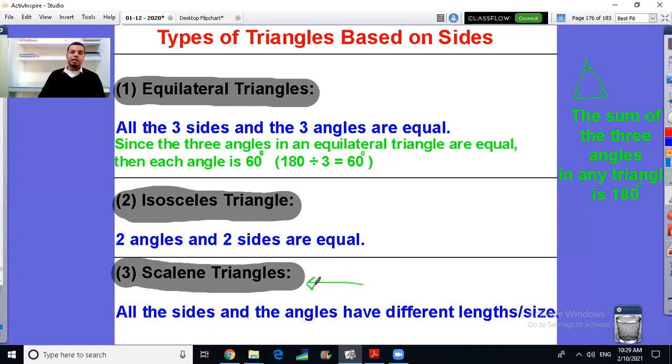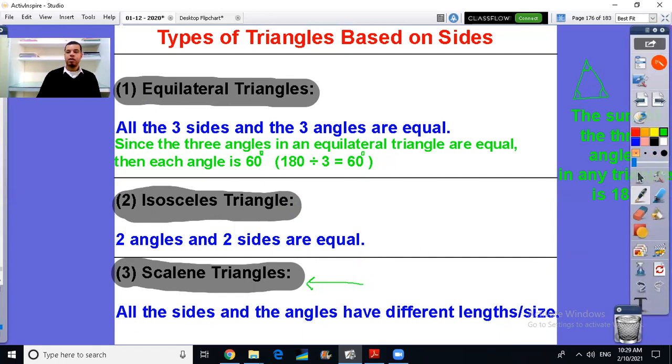And that's how we classify triangles based on sides. Equilateral, all the three sides are equal, all the three angles are equal. Isosceles, only two sides are equal, which makes two angles also equal. Scalene, all the three sides are different, which makes also the three angles with different sizes. All right, that's everything about the sides.